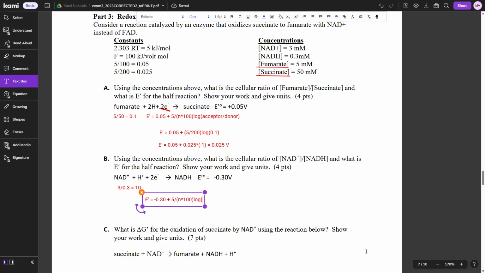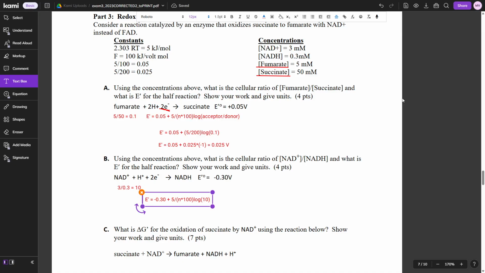And in this case, the acceptor is NADH, which is the... hold on, I just realized. Oh, did they switch it around for this one? They didn't, right? It should be the same. Yes, NAD plus is the acceptor. I don't know why I'm tired, man. Okay, the acceptor is NAD plus, guys. So NAD plus is 3, divided by 0.3. Okay, so it would just be 10.